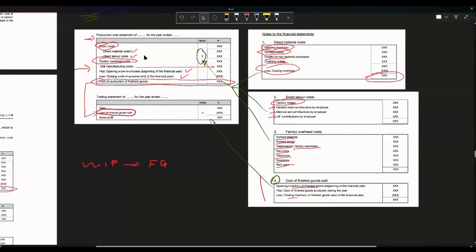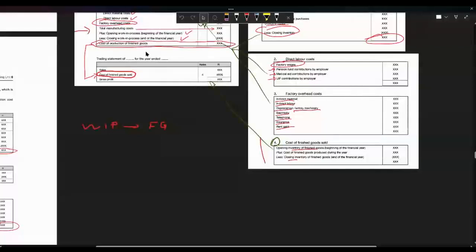But remember again, these are factory wages. These belong to the manufacturing, not to the admin, not to the marketing team. This belongs to the manufacturing. And we have, in the end, the factory overhead cost.